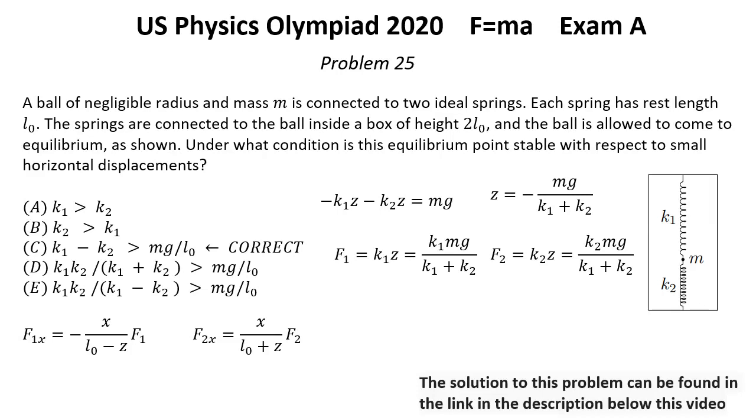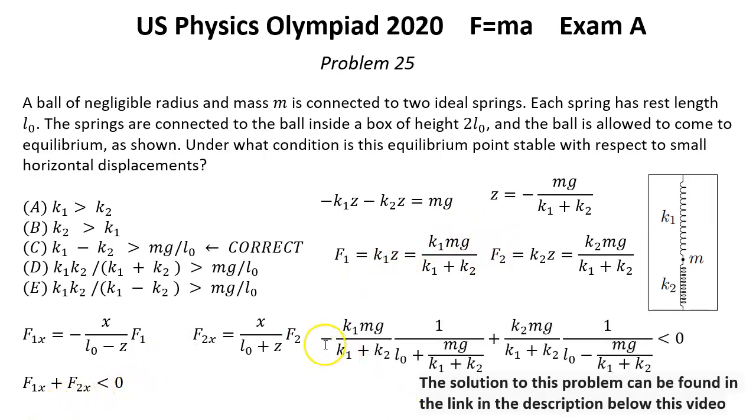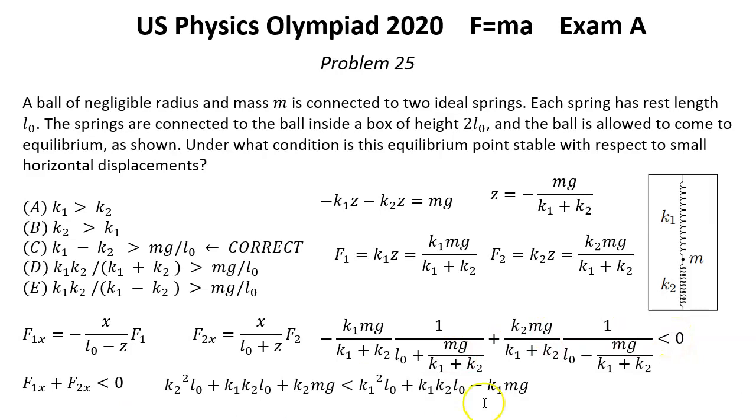The condition for stable equilibrium will be F1x plus F2x less than 0. It means that after putting all these expressions into this inequality, we have this inequality. And now let's do the counting. After some multiplications and manipulations, we finally have K1 minus K2 greater than mg over L0, which is answer C, and that was the solution for problem number 25.